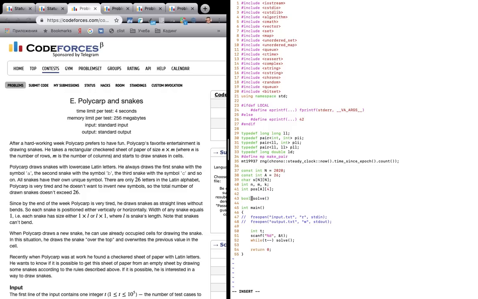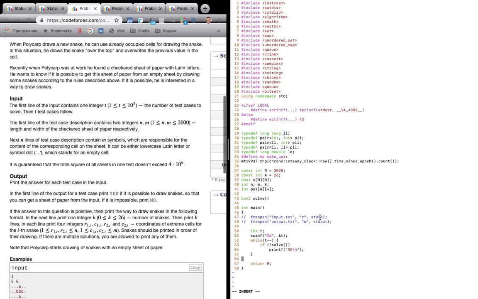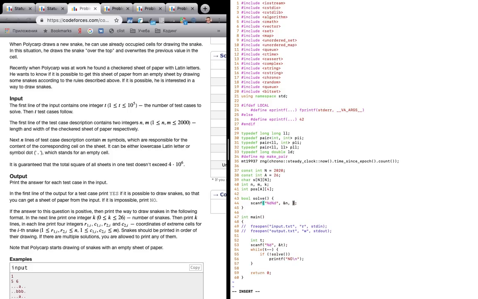I guess it will be easier if solve will return bool, so that we can return false anywhere if something breaks, and we'll catch it here. If not false, we'll just print no here. It's no good. If the answer is yes, the solve will print the answer, since we have to restore the actual segments. Well, not the actual segments, some segments.